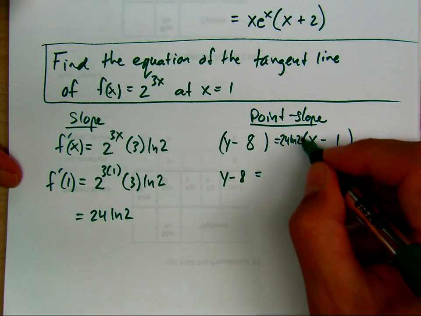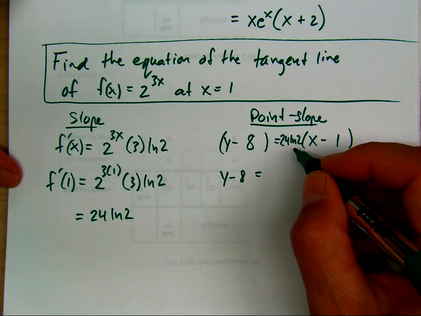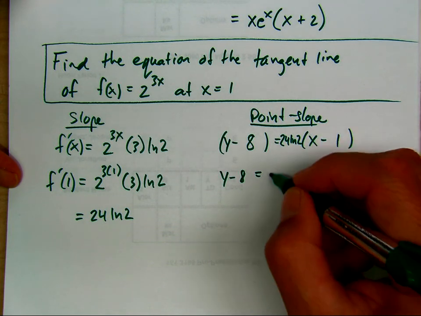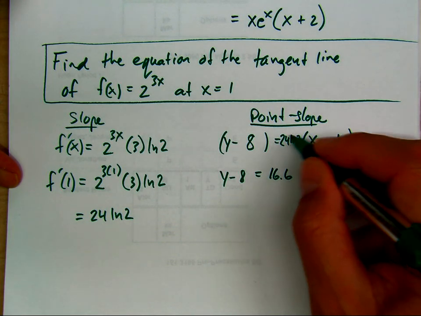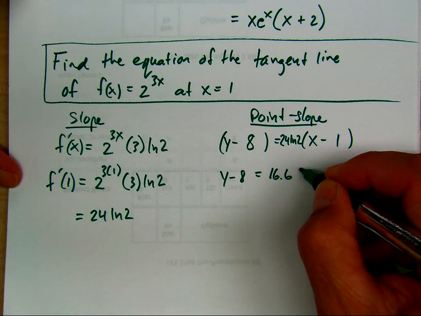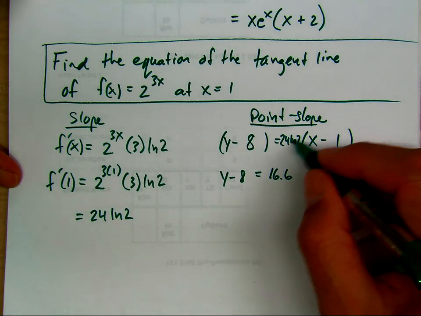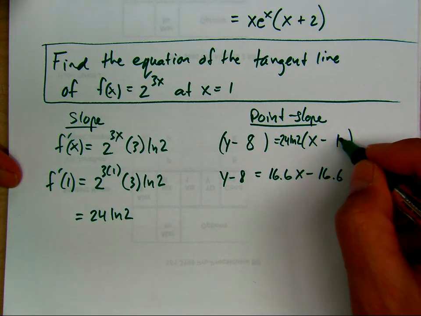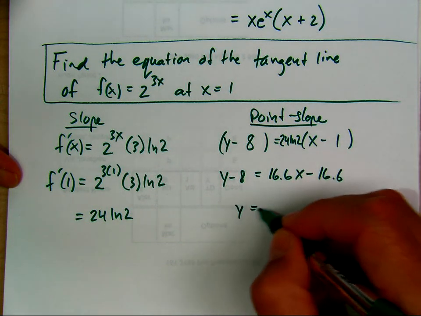On the calculator, we get approximately 16.6 for that. We can distribute it, 16.6 distributed there, and then add 8.